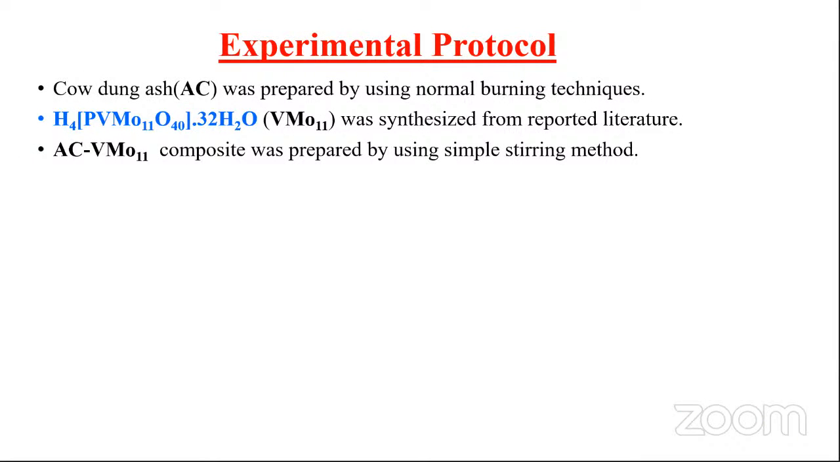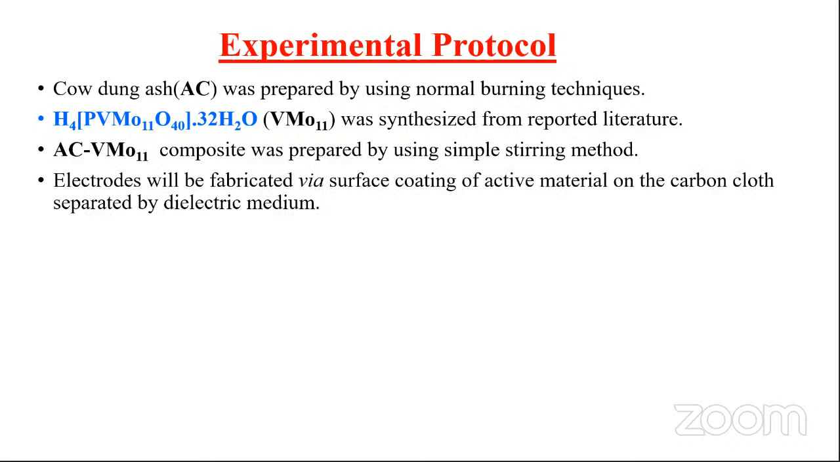The cow dung ash I am preparing by the normal burning technique, and we collected the cow dung from the villages. H4PVMO11 or 432H2O, the polyoxometalate, is synthesized from the already reported literature. And ACVMO11 is the composite that we prepared.